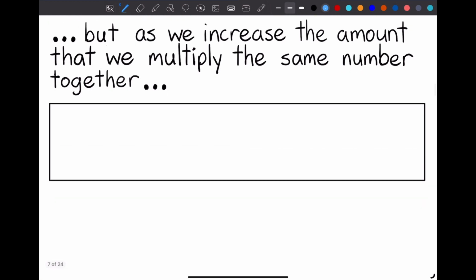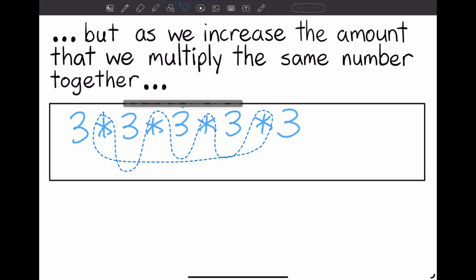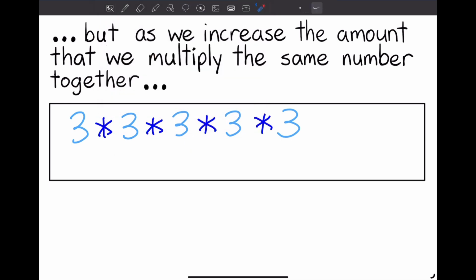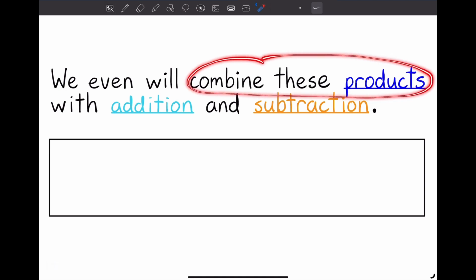So let's say we're multiplying 5 3's together. So we could write this as 3 times 3 times 3 times 3 times 3. And now multiplying 5 3's is becoming much longer than multiplying 3 2's. And this becomes more problematic when we want to combine these kind of products with addition and subtraction.